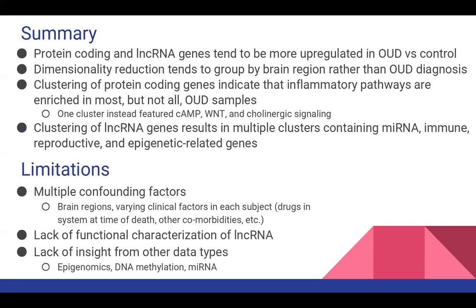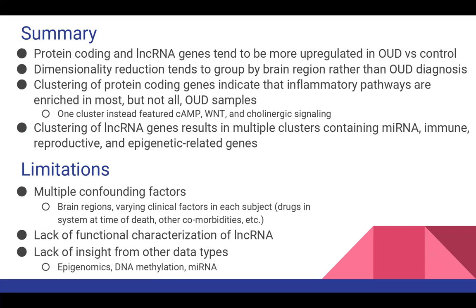In summary, for both protein coding and long non-coding RNA datasets, data exploration using differential gene expression heat map analysis revealed upregulation of several genes in OUD, and some separation of a portion of OUD samples compared to control. However, PCA showed that the samples tended to separate by brain region rather than OUD diagnosis.